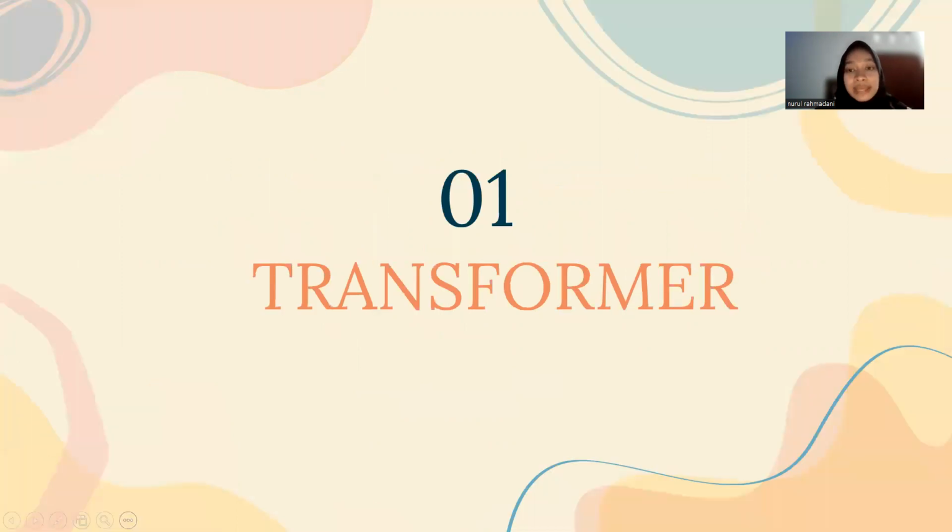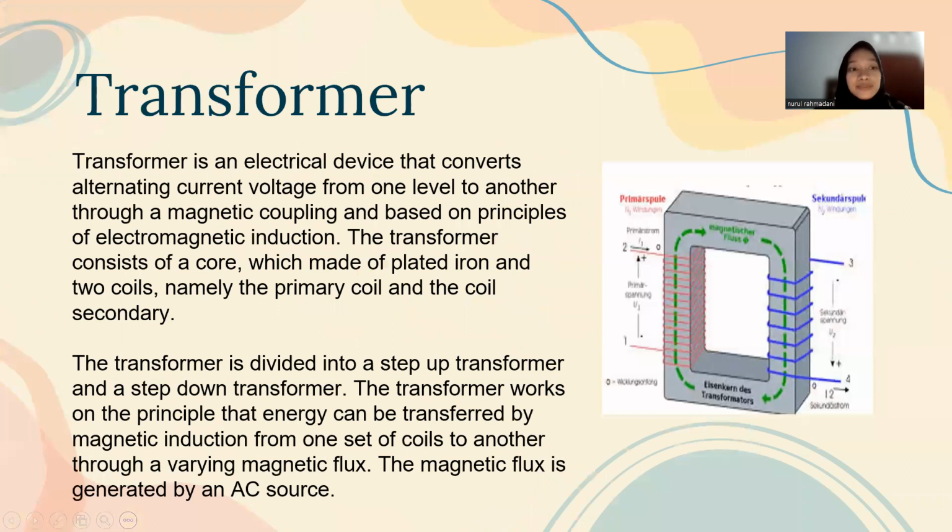The first topic is transformer. Transformer is an electrical device that converts alternating current voltage from one level to another through a magnetic coupling and based on principles of electromagnetic induction. The transformer consists of a core made of iron plates and two coils, namely the primary coil and the secondary coil. The transformer is divided into a step-up transformer and a step-down transformer.